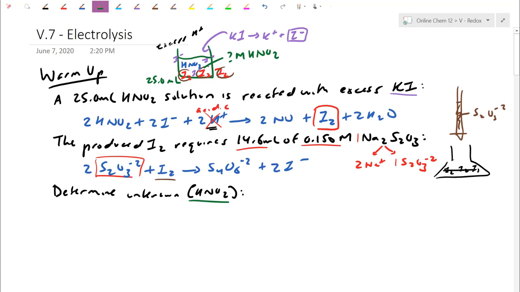So I drop in S2O3. If it finds an I2, it cancels out. If it finds an I2, it cancels out. I'm looking for the equivalence point, when I just have a perfect count of how much I2 there is. That's the point I want to stop.